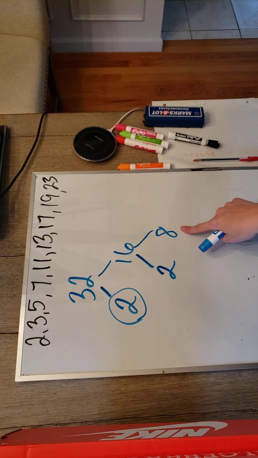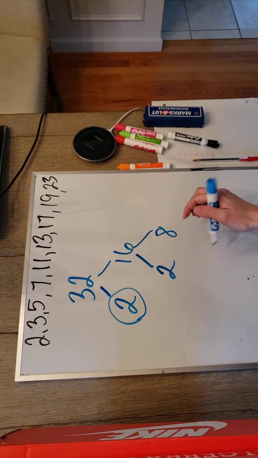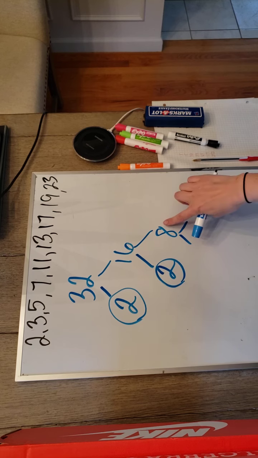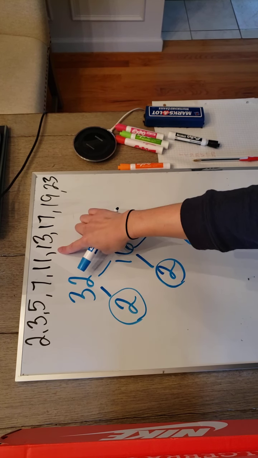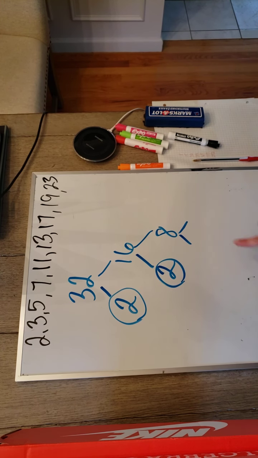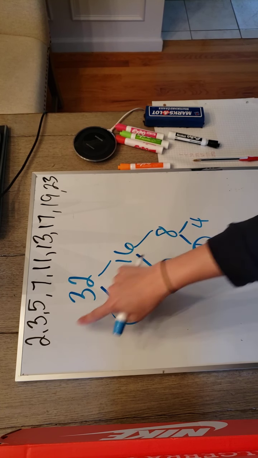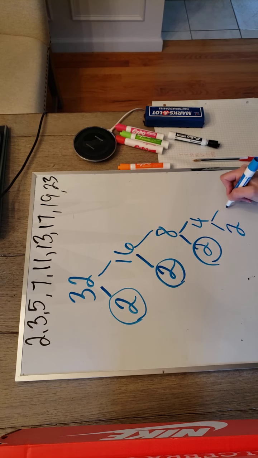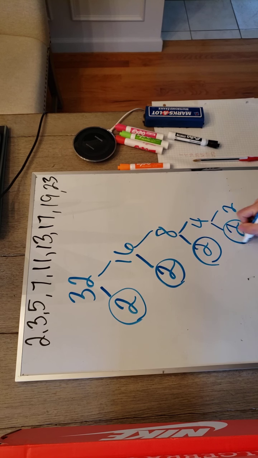Are either of these prime? Hopefully at this point you know 2 is prime. So since 8 is not prime because it's not on your list, it gets 2 more lines. What times what is 8? Hopefully you said 2 times 4. You circled 2. Is 4 prime? No, it's not. So it gets another 2 lines. What times what is 4? 2 times 2. Which are both prime.